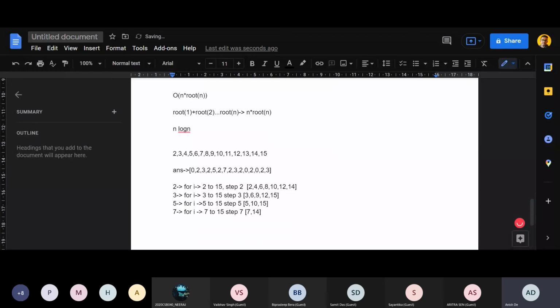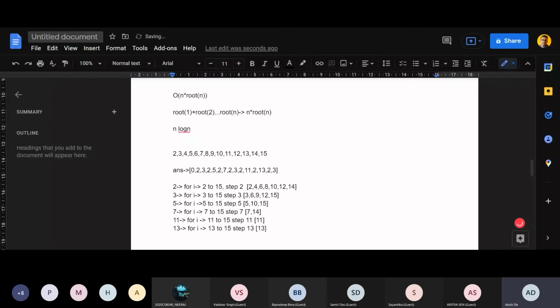Then we go to 11. So the for loop will be 11 to 15, step 11. That will be 11 only, and we update 11. Yeah. So next we go to 12, which is not prime. Next we go to 13. So the for loop for 13 will be for i from 13 to 15, step 13. So it will be 13 only, and we update 13. So 14 is not prime since it has 2 as a prime factor. 15 is not prime since it has 3 as its smallest prime factor.